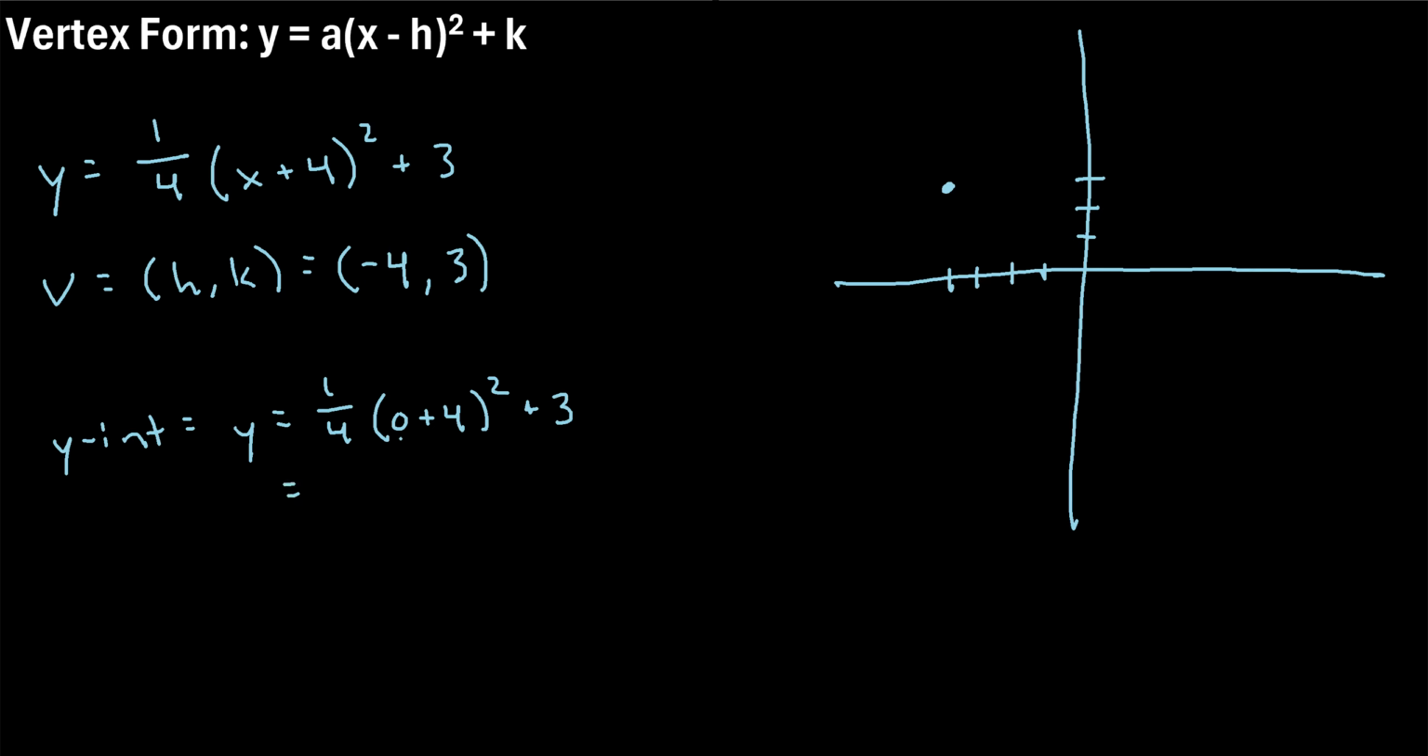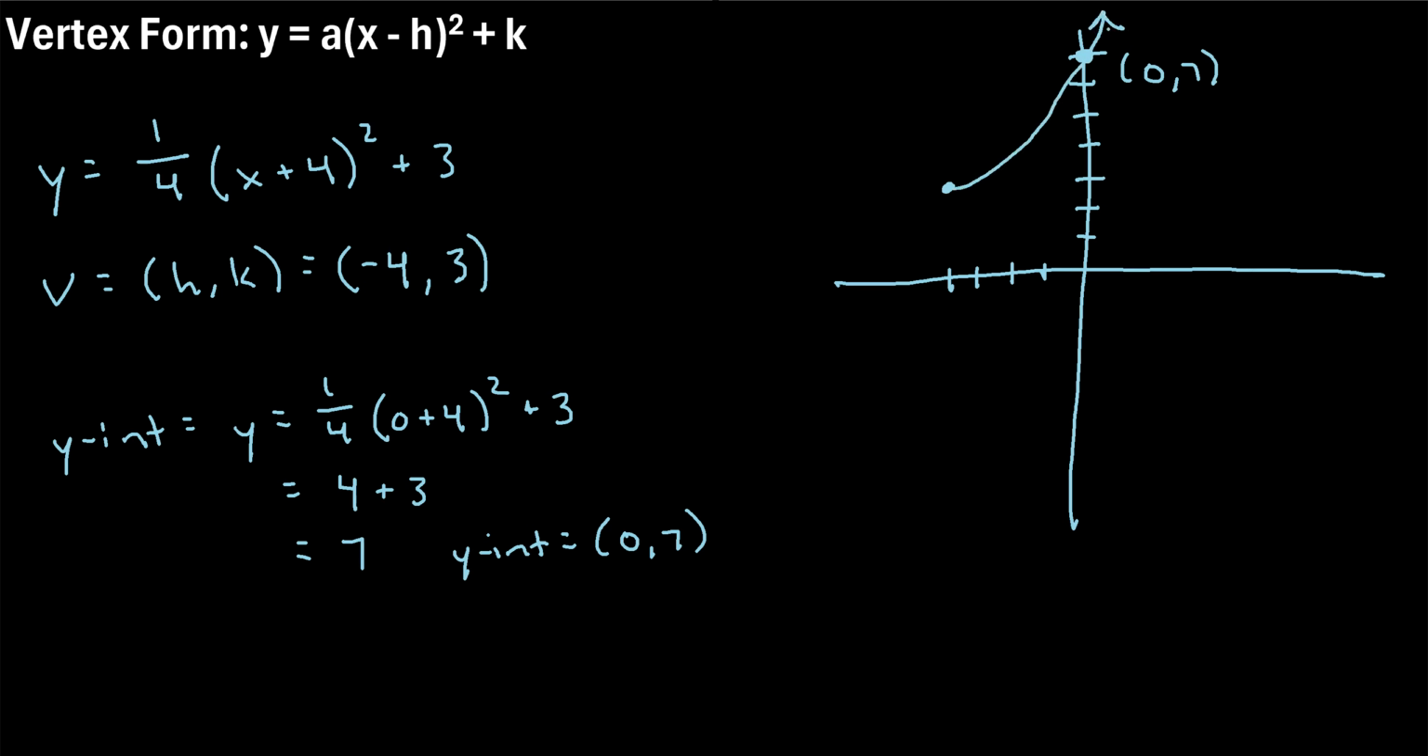So we get 0 plus 4 is 4. 4 squared is 16. So 16 times 1/4, or 16 divided by 4, that's just 4. And then we have a plus 3 out here. So that is equal to 7. So our y-intercept has the following coordinates: 0, 7. So if we were to plot that on here, we have 0, 1, 2, 3, 4, 5, 6, 7. Here's 0, 7. So we know our parabola opens up in this direction and it goes through the point 0, 7.